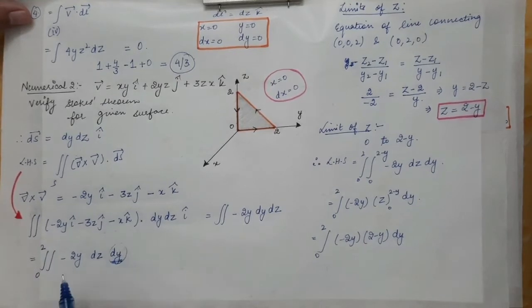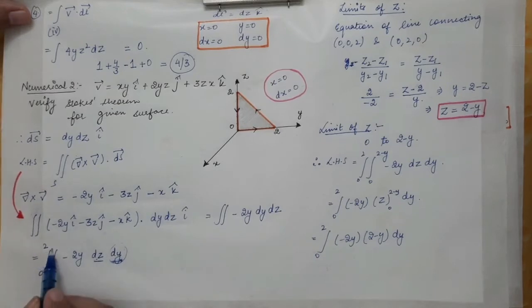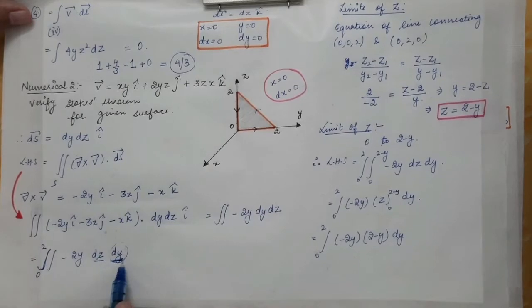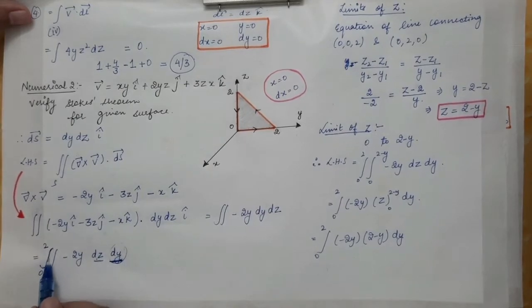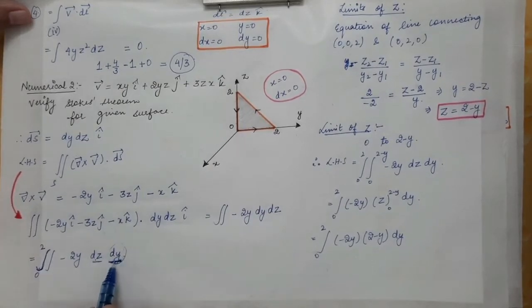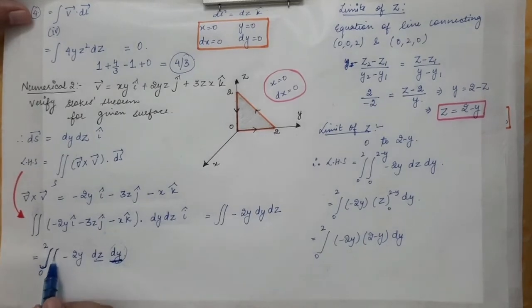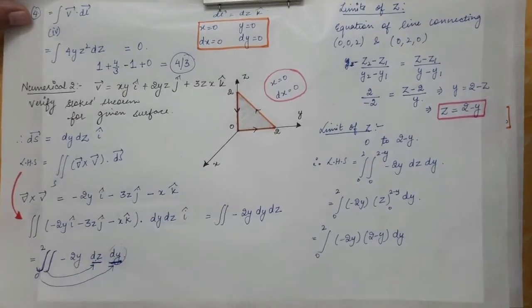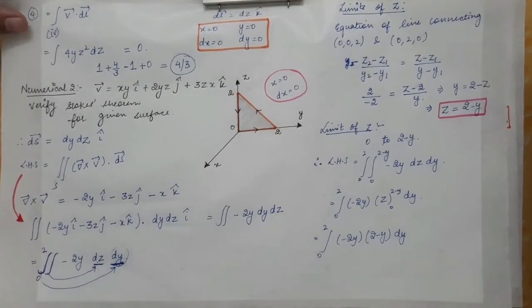Now here we have the y variable, so the variable which is written after dz, the integral for it will be the first integral. So the outer integral is for the variable dy and the innermost integral is for dz. So this integral is for the z variable and this integral is for the y variable. So we will solve this integration.